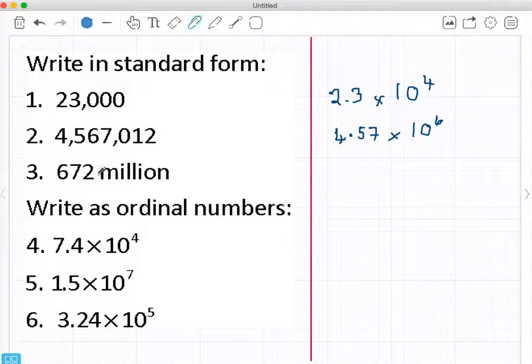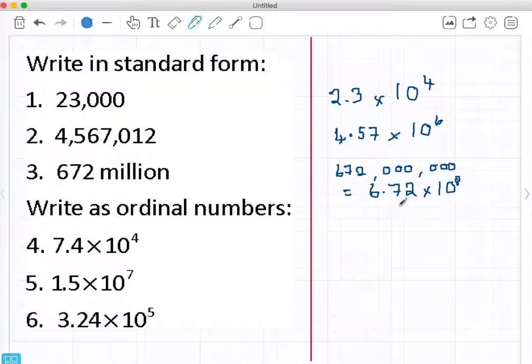Now be careful with this one. They sometimes like to write questions like this. 672 million is actually 672 and then million like this. So in standard form we're going to write 6.72 between 1 and 10. Now the million takes us to that 6, 7, 8 digits. Okay, so it's 6.72 times 10 to the 8.